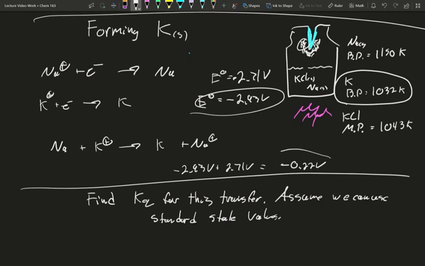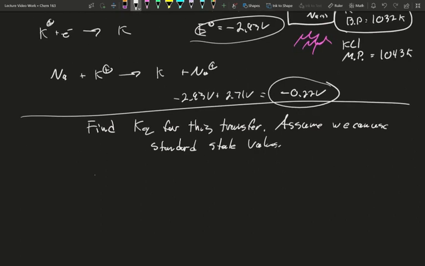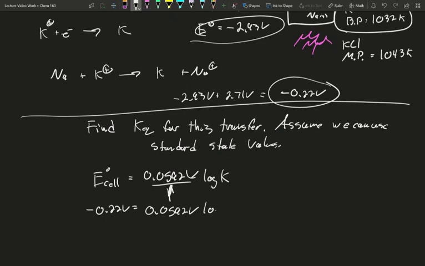Well, if you're back, we have the voltage difference. Remember that our E cell was equal to 0.0592 volts per electron transferred in the reaction, log of K. Well, they're both column 1. They're both 1 electron transfer, so n is just 1. So what we really have is our negative 0.22 volts is equal to 0.0592 volts log of the equilibrium constant.